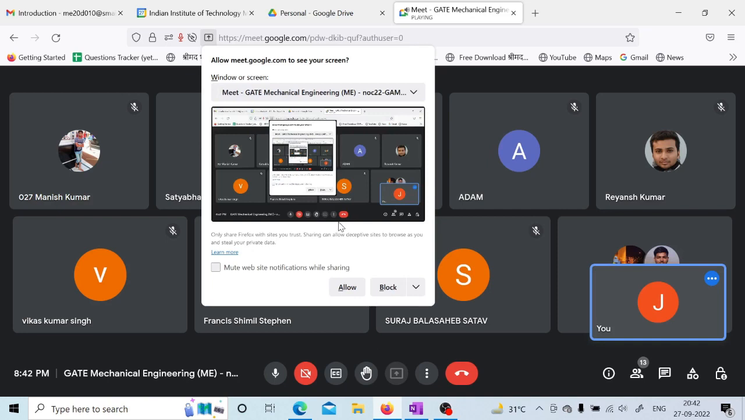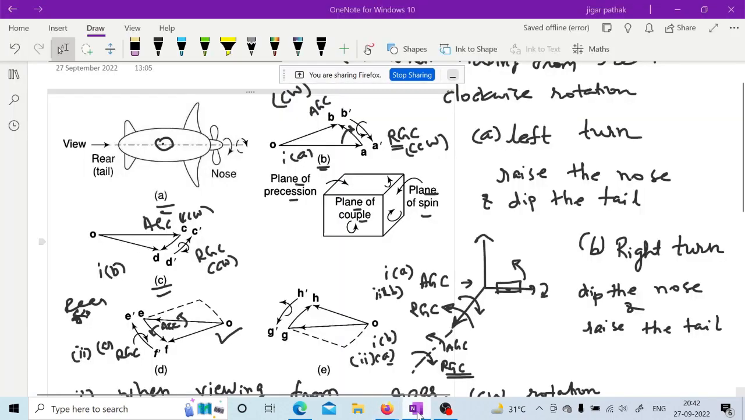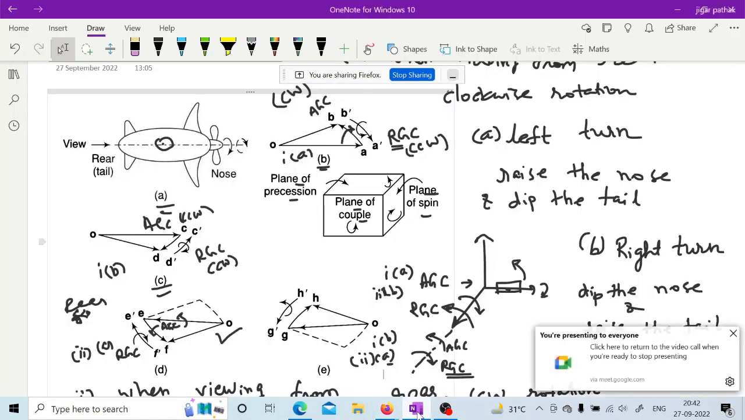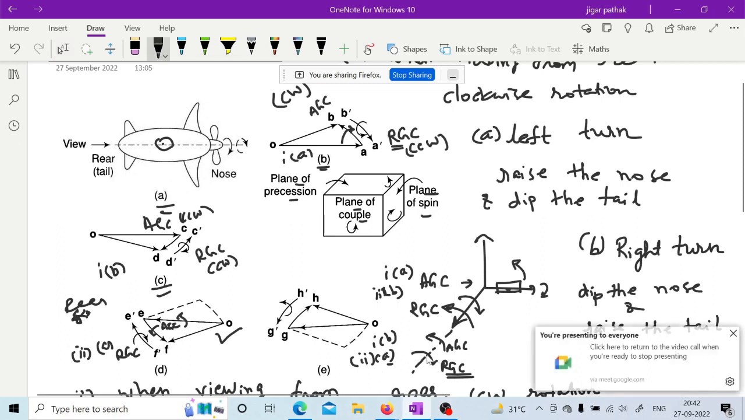One second. Can you see my screen? Yes, sir. Can you see the screen now? Okay, and whatever I was discussing, have you heard this? Whatever I have told regarding this, or should I repeat? Yes, so let me again tell you.